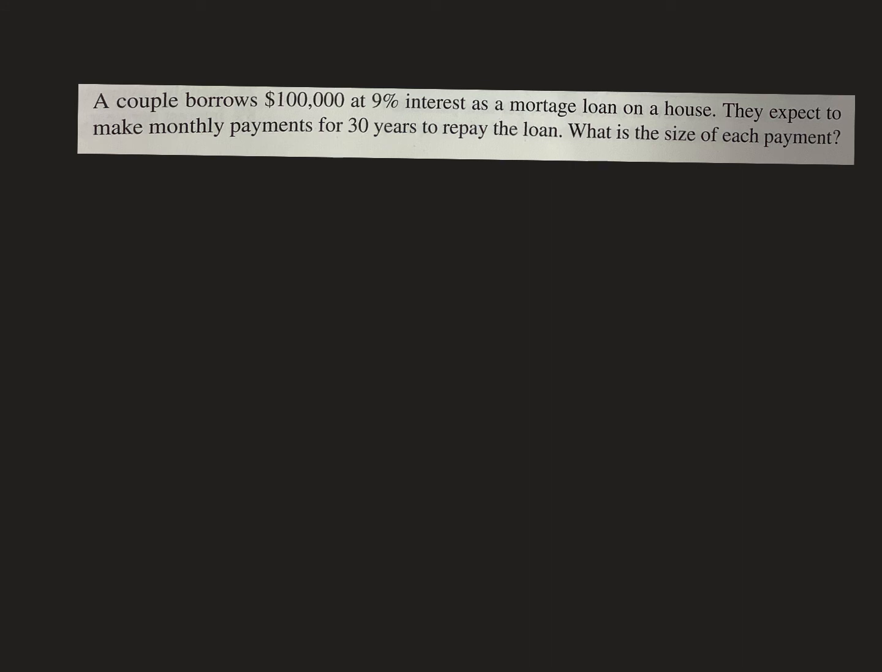All right, last one here. A couple borrows $100,000 at 9% interest as a mortgage loan on a house. They expect to make monthly payments for 30 years. That's a long time to repay the loan. What's the size of each payment? Okay, so we know our formula is going to be R equals A times I, over 1 minus, this is the same formula as on the last slide. And that is to give us what the payment's going to be.